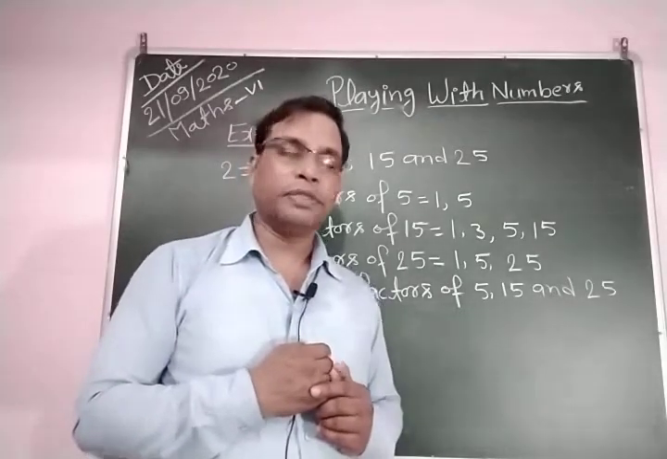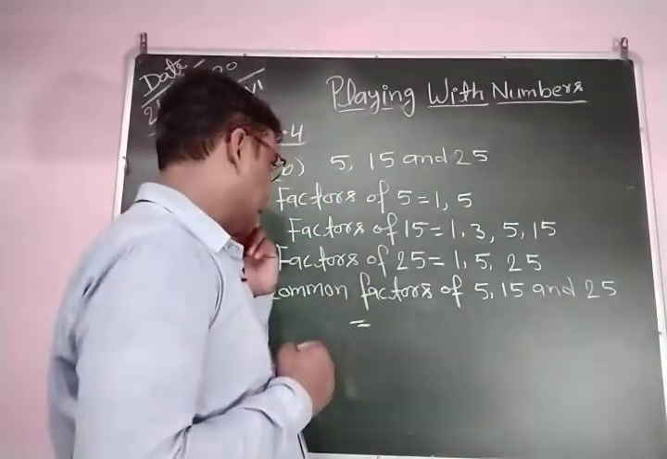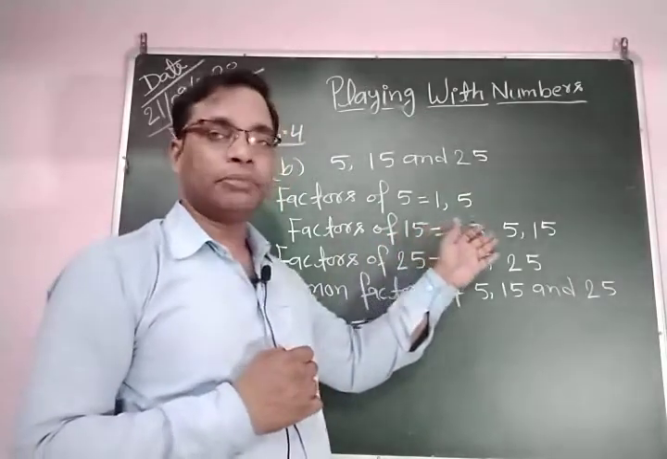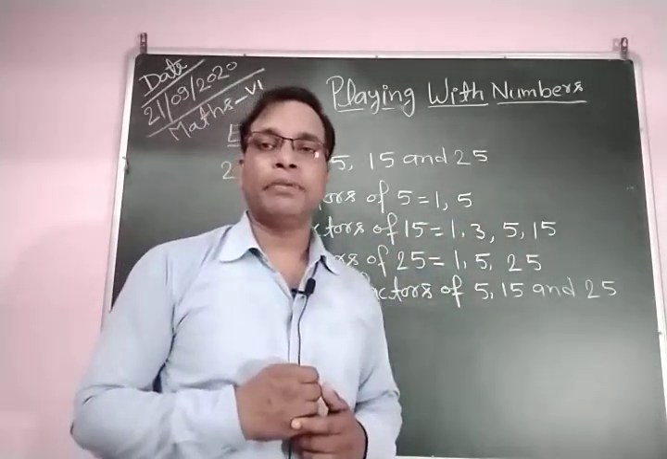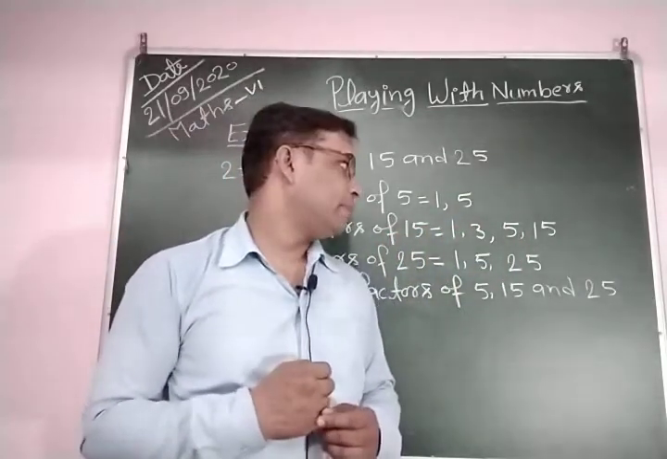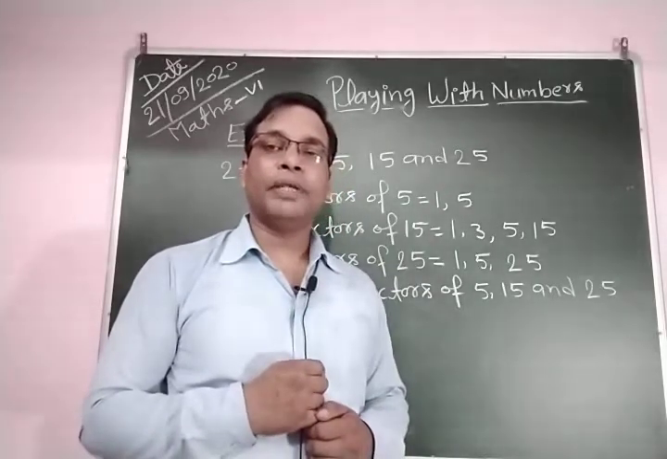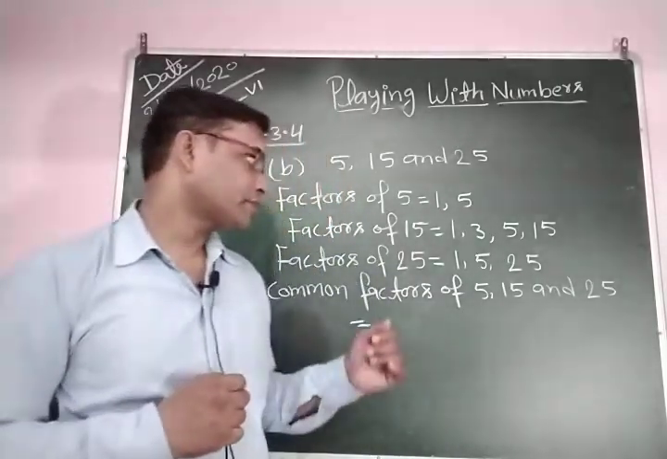They are factors of 15. So here you can see 1 divides 15, 3 divides 15, 5 divides 15, and 15 itself divides 15. So the factors of 15 are 1, 3, 5 and 15.